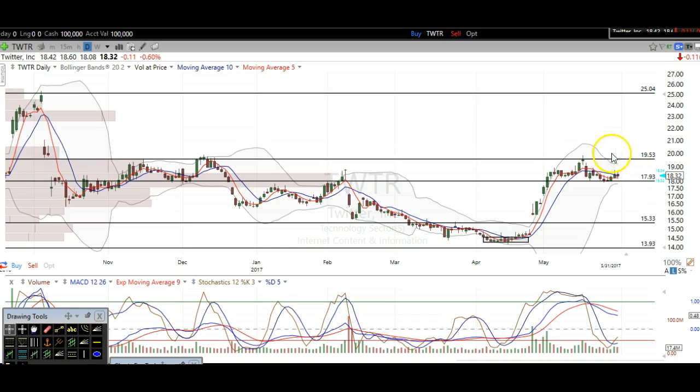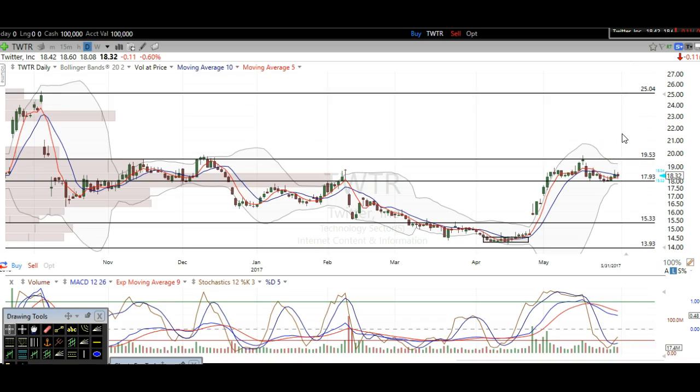If we do break higher over that 19.50 mark, and I mean a close over, not just a break over that level intraday, but a real close over that level, then we can potentially go as high as filling that gap up here near that $25 mark. So let's not get ahead of ourselves. It's still big time resistance above us, but if we do clear that, we can head much, much higher.